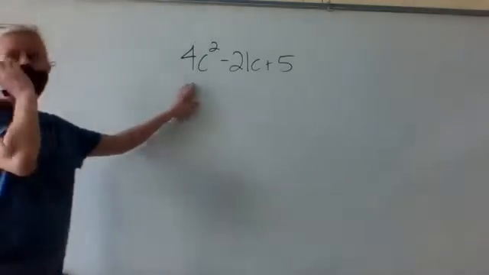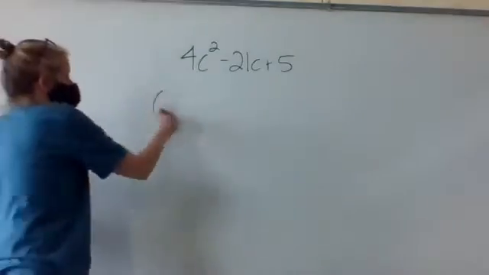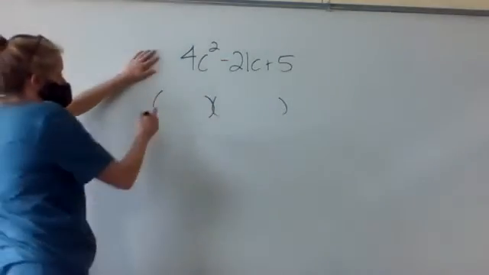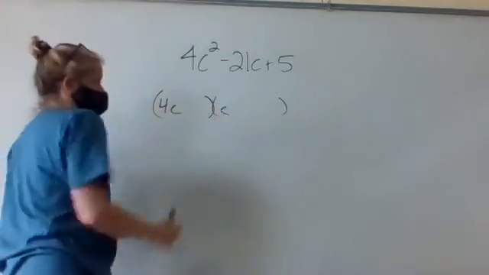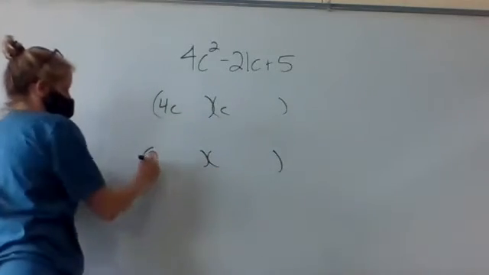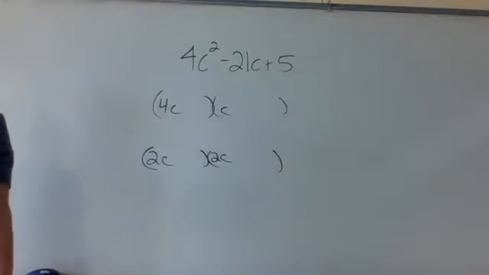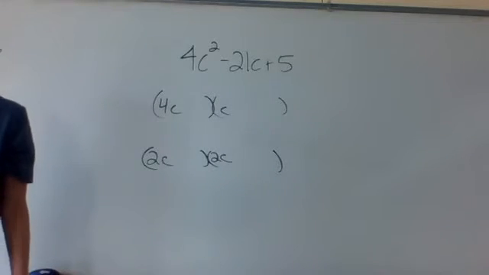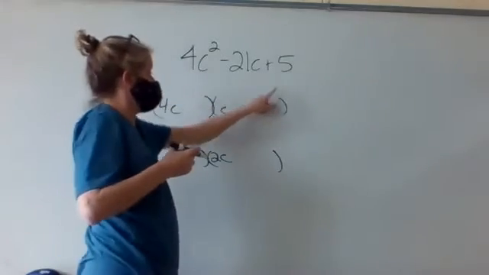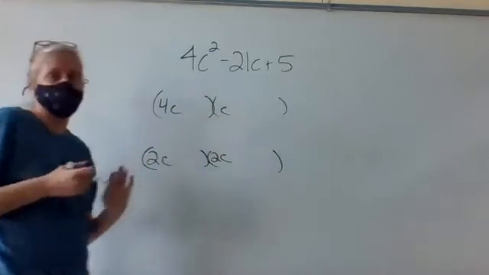This is a longer method because, now don't write this down. If you were going to factor this, how are you going to get 4c squared? Let's see, I can do 4c times c. Or, what's another way to get 4c squared? 2c times 2c. Which one are you going to do? You could go and try and then multiply to get 5. You don't know where you're going to put your 5 there and your 1 there, or your 1 there and your 5 there.